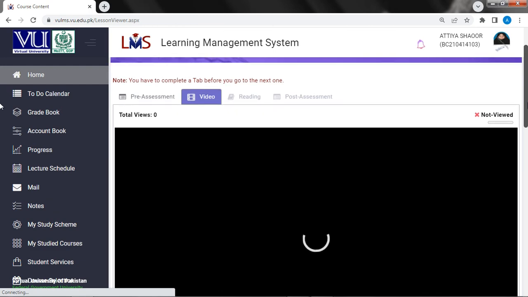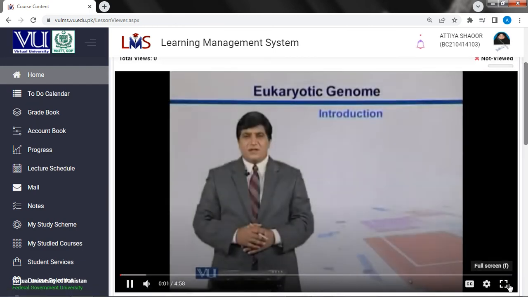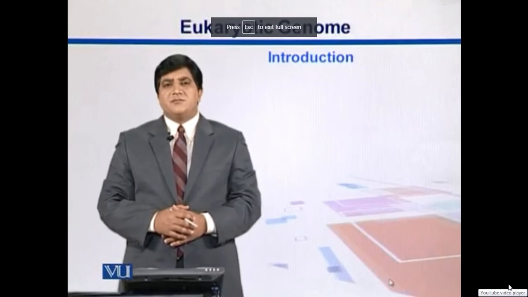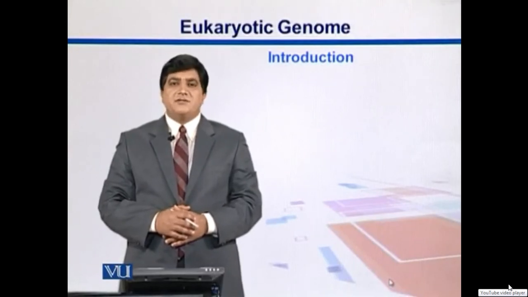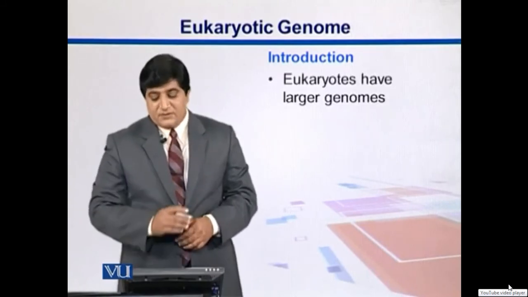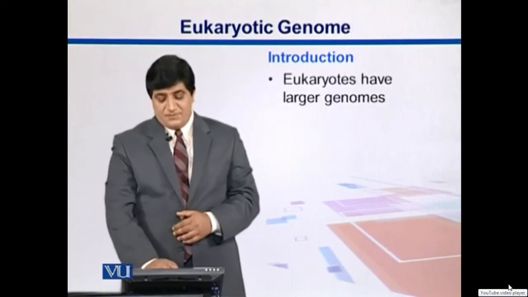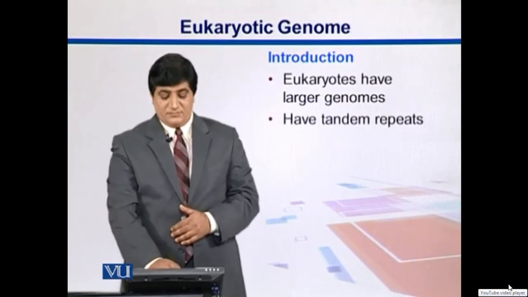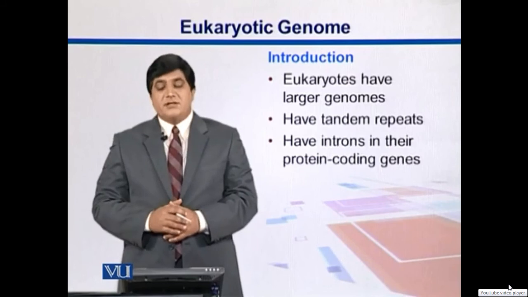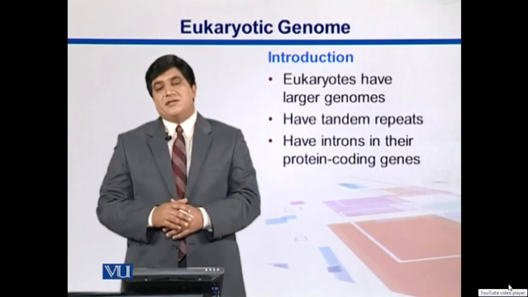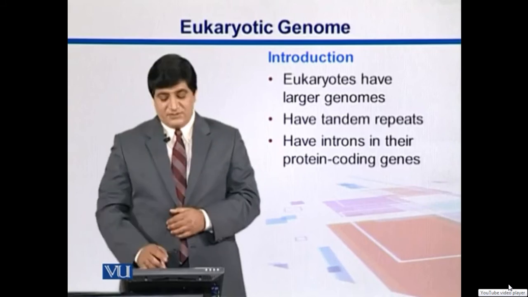The topic is the eukaryotic genome. As we have seen, prokaryotes have simple genomes; in comparison, eukaryotes are relatively complicated. Eukaryotes have larger genomes, they have tandem repeats in them, and introns are there in between the exons, which are the protein coding regions within the genes.